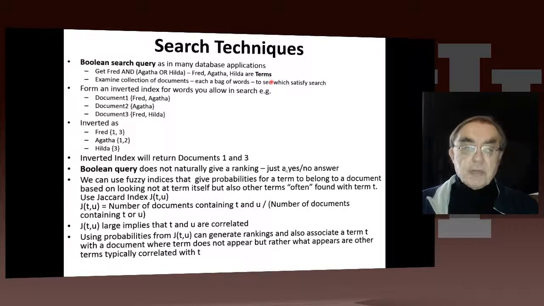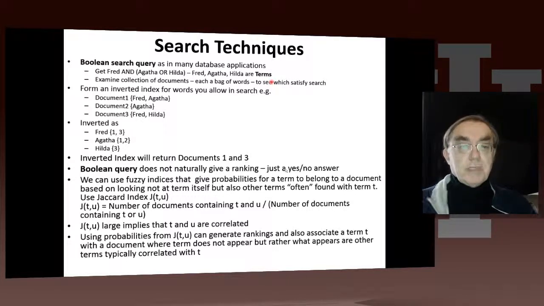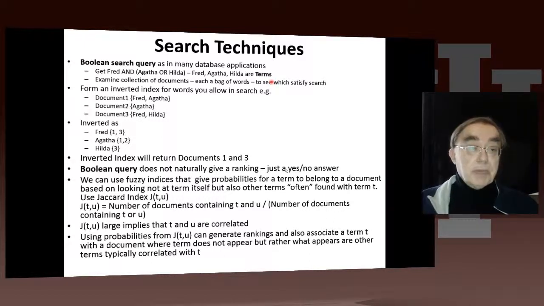And you make this very fast by forming inverted indices. You look at document 1 and find that Fred and Agatha are mentioned, document 2 has Agatha, and document 3 has Fred and Hilda. Then the inverted index is: Fred maps to documents 1 and 3, Agatha to 1 and 2, and Hilda to 3. When you use that inverted index for the query Fred and Agatha or Hilda, you will find that documents 1 and 3 satisfy it, because they both have Fred and one of them has Agatha and the other one has Hilda.